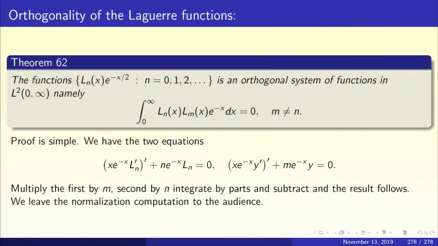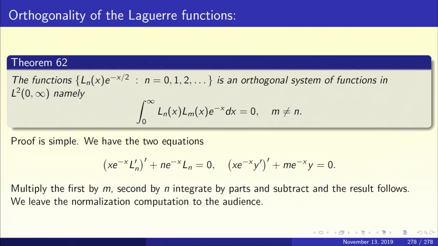So, how do you understand the orthogonality of the Laguerre polynomials? You do that by converting the Laguerre differential equation into self-adjoint form. So, multiply the differential equation by e to the power minus x, then the first two terms combine to become an exact derivative. It is (x e to the power minus x y prime) prime plus lambda e to the power minus x y equal to 0. From this, we immediately infer the orthogonality of the Laguerre functions. So, let us record it as a theorem. The functions Ln(x) e to the power minus x by 2 form an orthogonal system of functions in L2 of 0 to infinity, namely the integral from 0 to infinity of Ln(x) Lm(x) e to the power minus x dx is 0 if m is not equal to n.